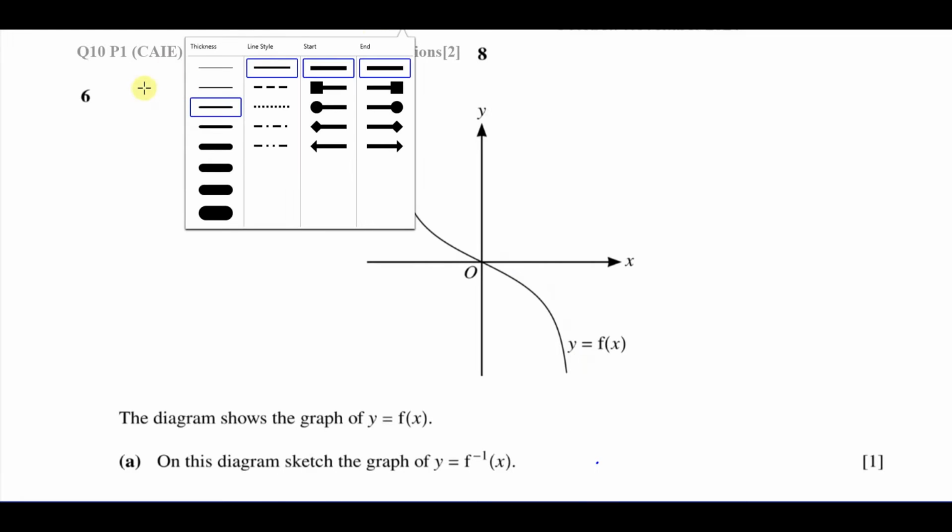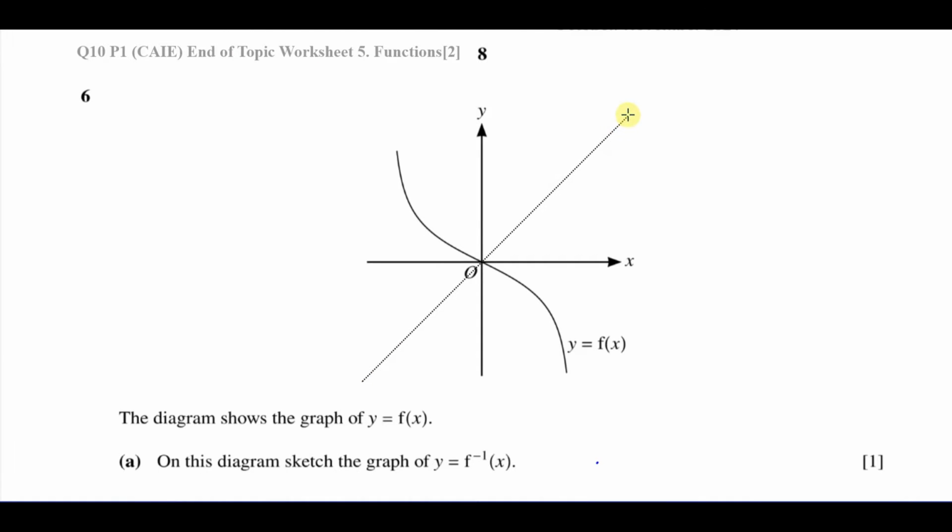Okay, when you are finding the inverse of a function, you always swap the y and the x, so you can think of the inverse function being a reflection in the line y equals x, which is like a slanted line which goes at 45 degrees to the horizontal and the vertical. Okay, so that's the line y equals x.